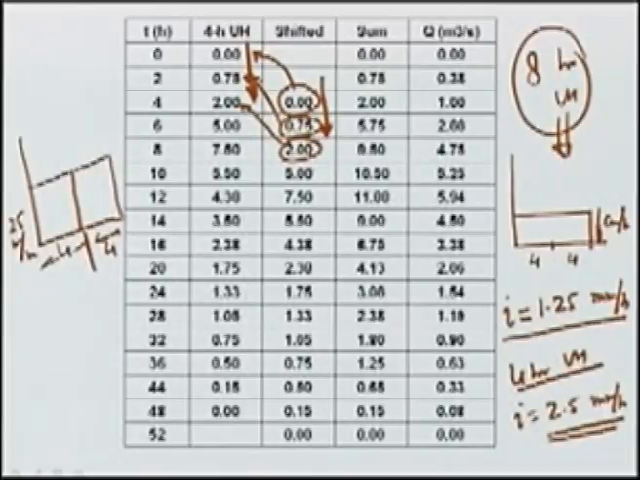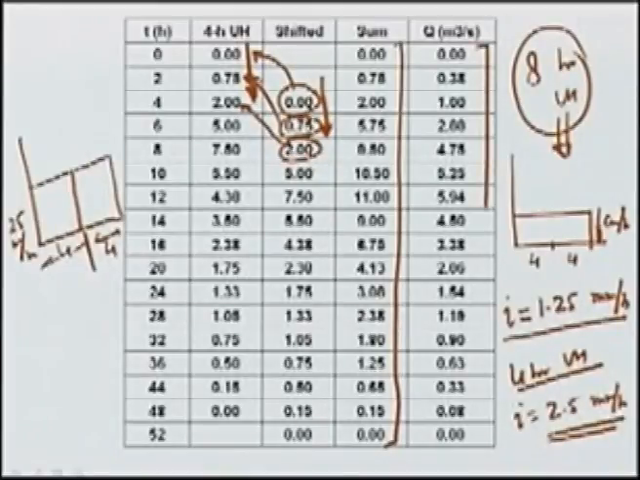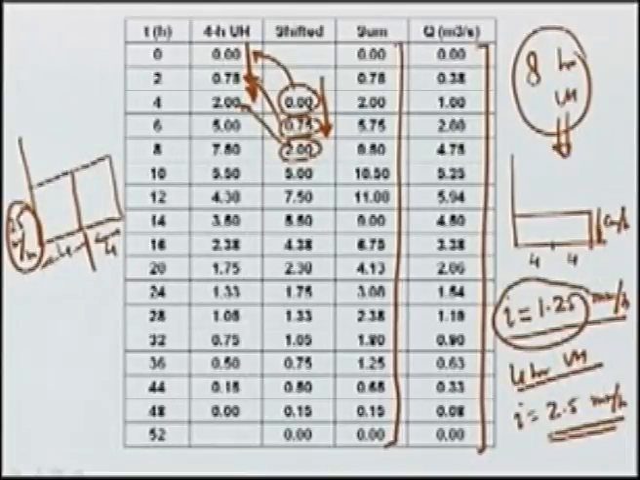This shifting then allows us to sum them up, and after summing we can get total Q and divide it by 2. Because as we have seen, the 4-hour UH has intensity of 2.5, 8-hour UH has intensity of 1.25. So, after summing them up, we get an effective rain like this, and then we divide it by 2 to get effective rainfall same as the 8-hour UH.